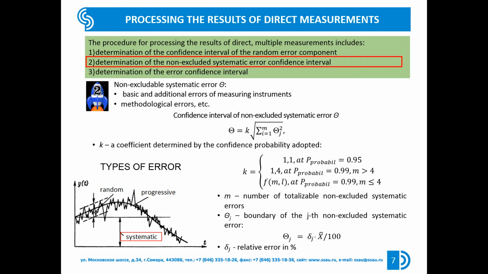The confidence interval of the non-excluded systematic error of the measurement result is calculated according to the formula, where k is a coefficient determined by the confidence probability accepted. In current work, the jth non-excluded systematic error is calculated as follows, where this is the relative error expressed in %. The confidence probability for calculating the limits interval of the non-excluded systematic error shall be the same as that for calculating the confidence boundaries of the random error of the measurement result.